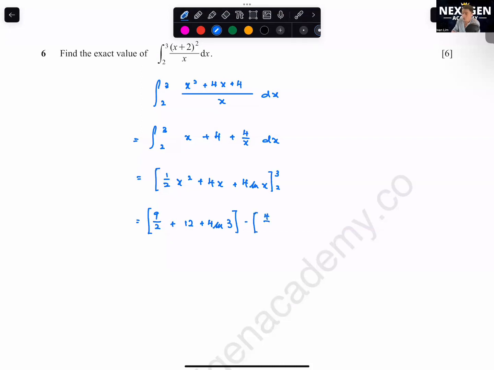4 over 2 plus 8 plus 4 ln 2. Just add it up. 13 over 2 plus 4 ln 3 over 2.